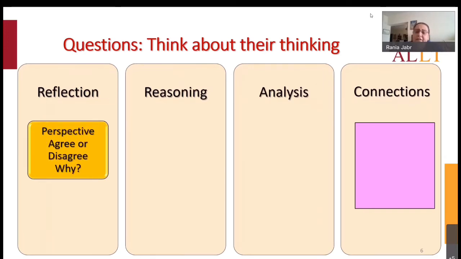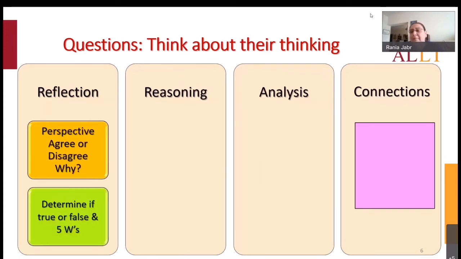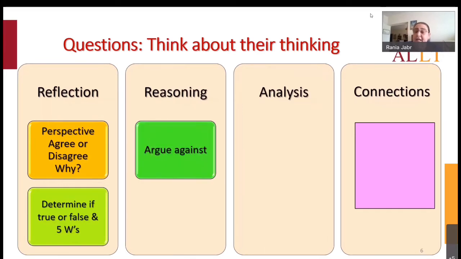Okay. Do you agree or disagree? Tell me what you think. Tell me if it's true or false. You know, the 5 W's: who, what, where, when, why. Okay, fine. They can look at a text or an article and reflect. Then they give a reason, which is a little bit harder because it's a higher level of thinking. Then they start arguing against.